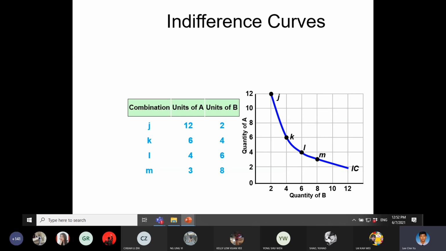But some of you might ask, how do I know combinations J, K, L, M will give the same level of satisfaction? How do I know? To answer this question, you need to ask the consumer. The consumer will tell you. We don't know. This one represents the consumer preference.